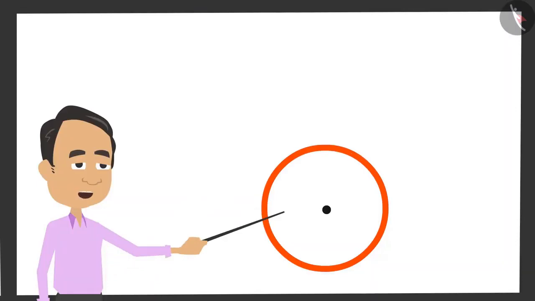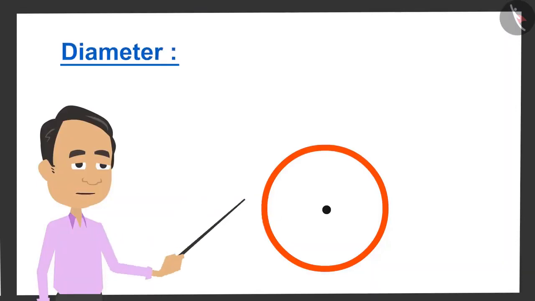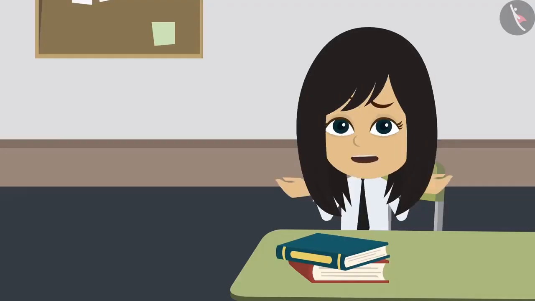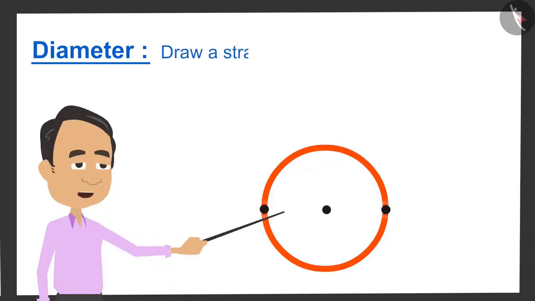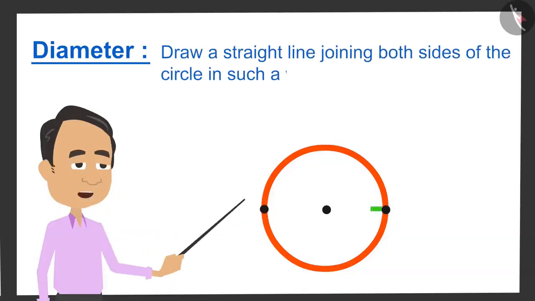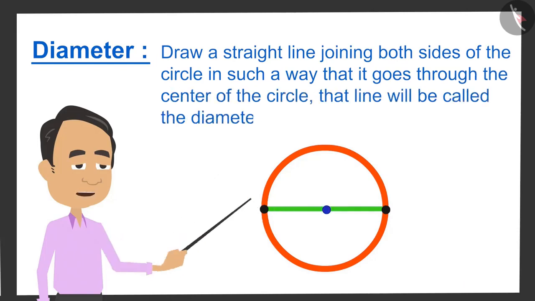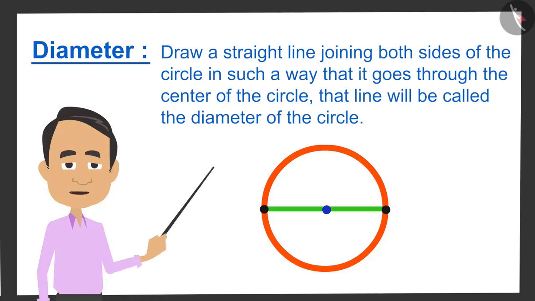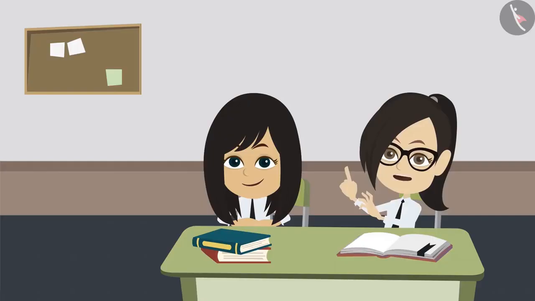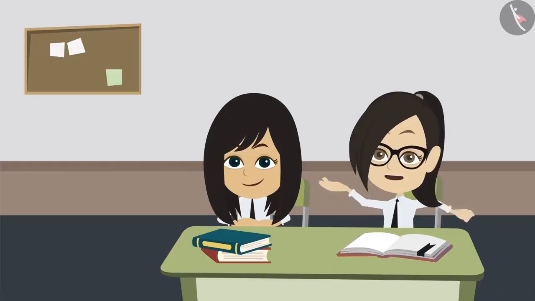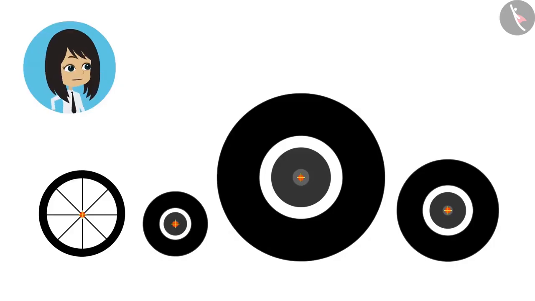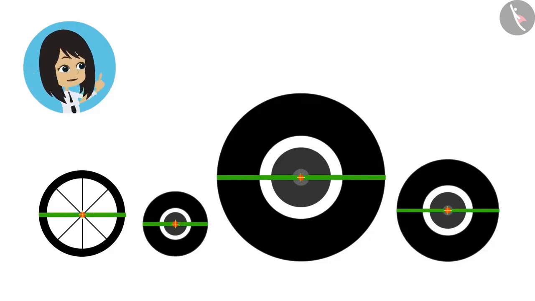The second property of a circle is the diameter. What is a diameter? If we draw a straight line joining both sides of the circle in such a way that it goes through the center of the circle, then that line will be called the diameter of the circle. This means that we have to measure its diameter to measure the circle. If we measure the diameter of all the wheels, then we can tell the difference between the wheels.